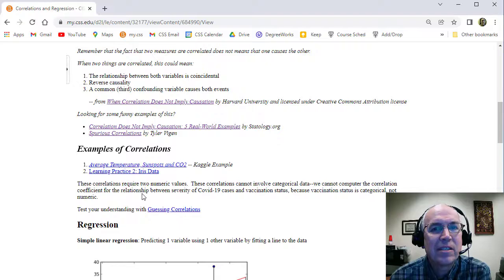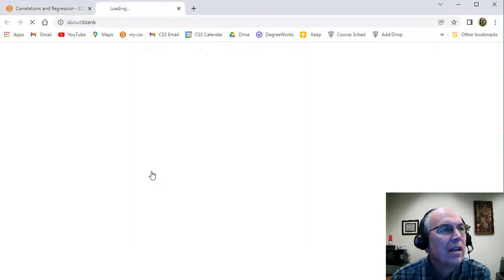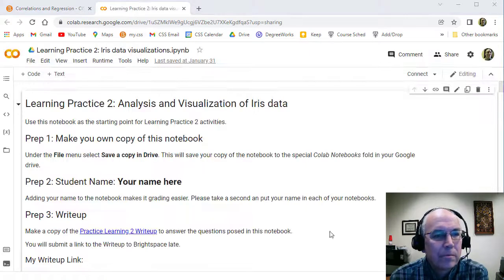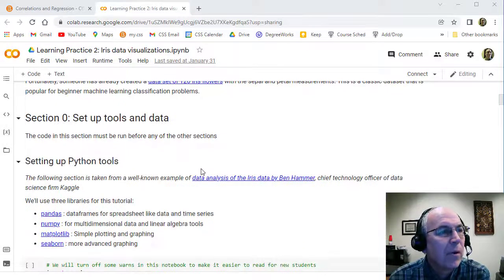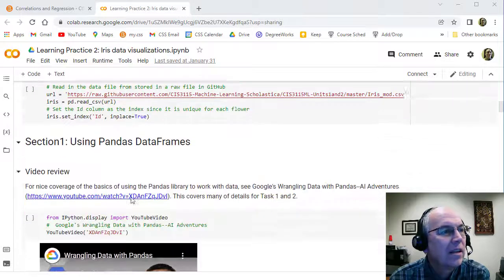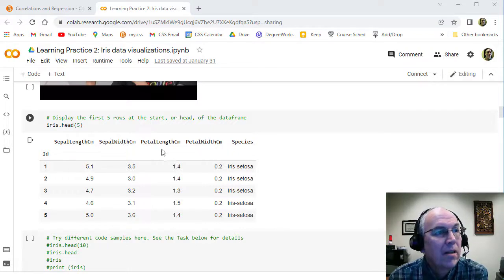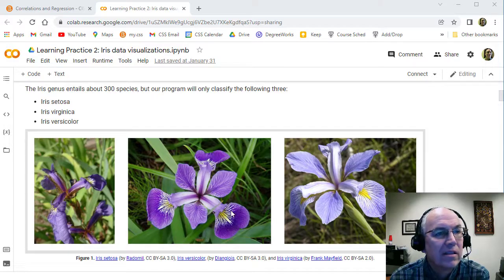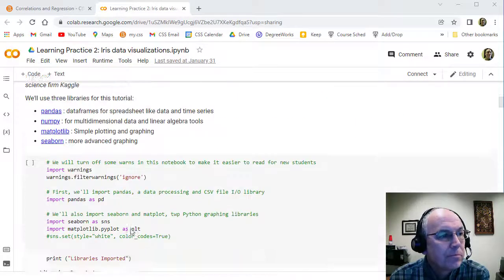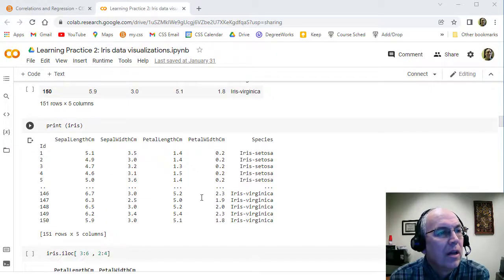Let's look at some examples of correlations and how we might see them. First, what I'm going to do is this learning practice 2, which we did last unit. In this, we were looking at the iris data set. And if you remember, there were 4 different features: the sepal length and the sepal width and the petal length and the petal width. So with our iris flowers, we had these sepals and these petals here, and we have lengths and widths of each. And we were plotting them out and looking at some graphs.